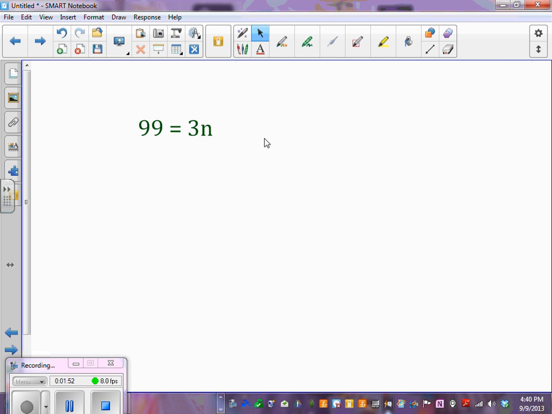So we have 99 equals 3n. So remember this, when we see a number next to a variable, it is multiplication. So we want to get rid of that 3. So the opposite of multiplication, the inverse operation, is division. So I'm going to divide this side by 3. That cancels out and leaves me with n. But remember, whatever I do to this side, I have to do to this side to keep it in balance. So I'm going to divide this side by 3.